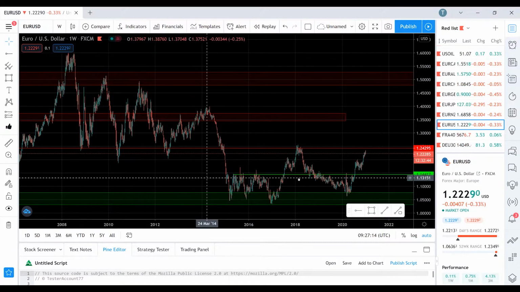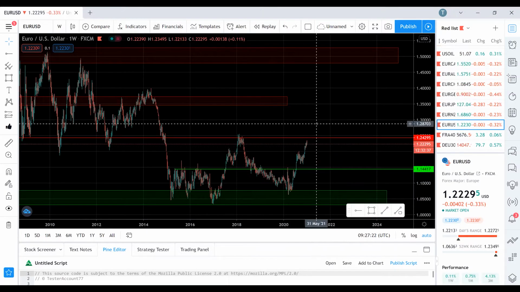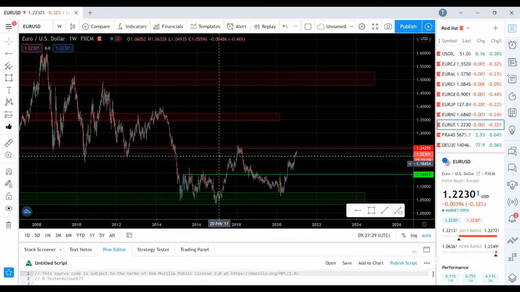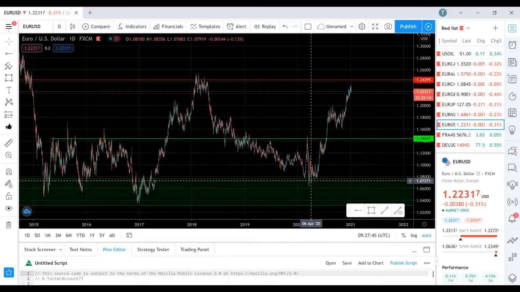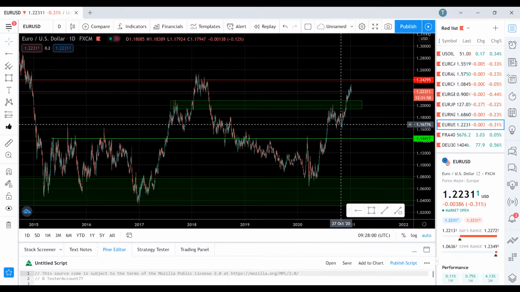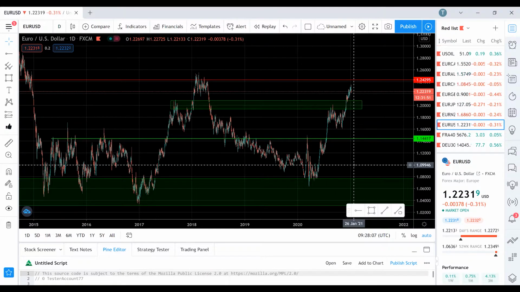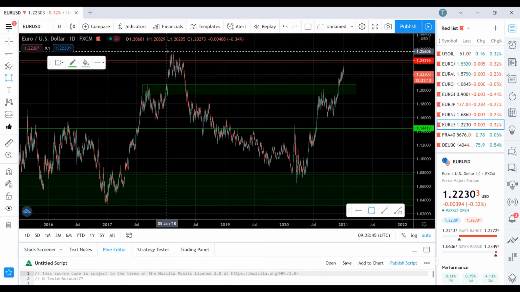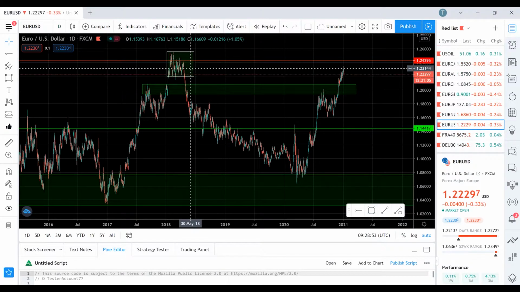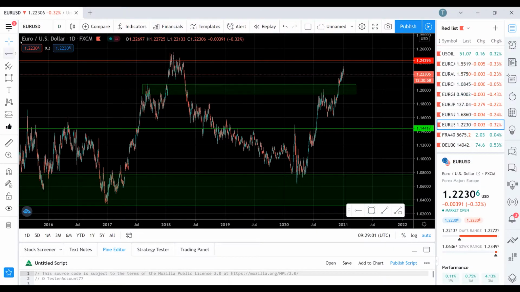Support here. Move to the daily. We have a buy zone here. So what I'm looking for is for Euro USD to consolidate here and then decide which direction it wants to take, just like how it did previously.